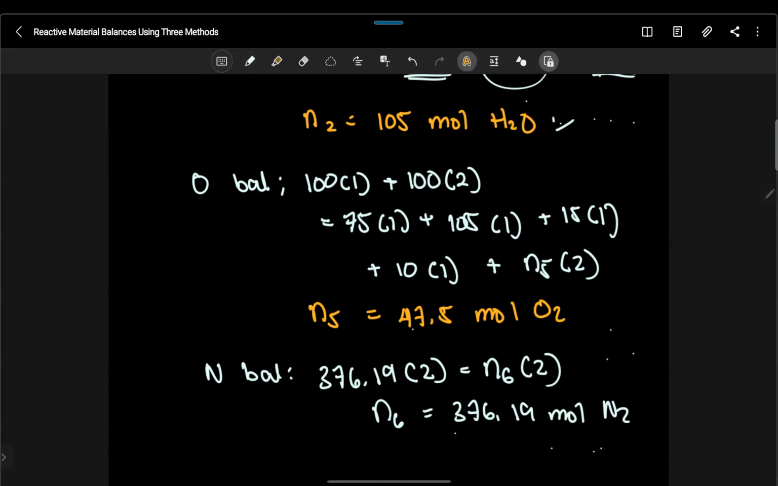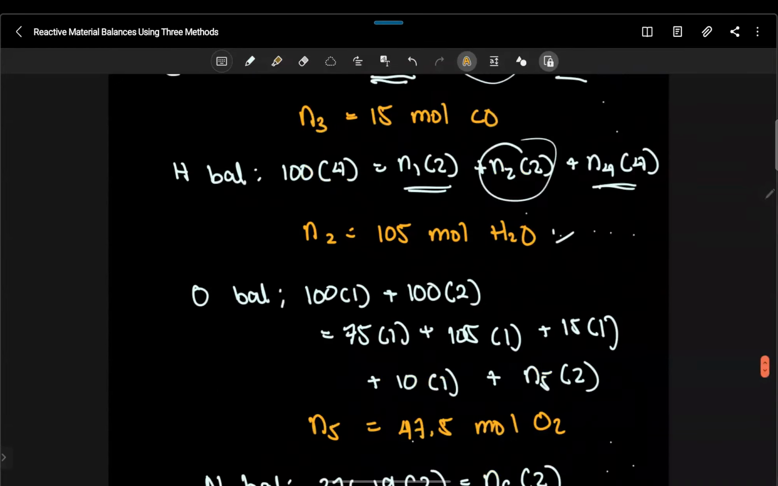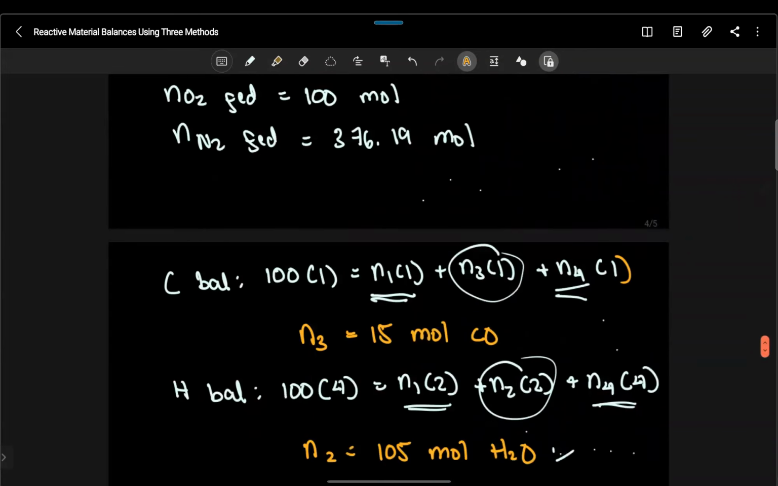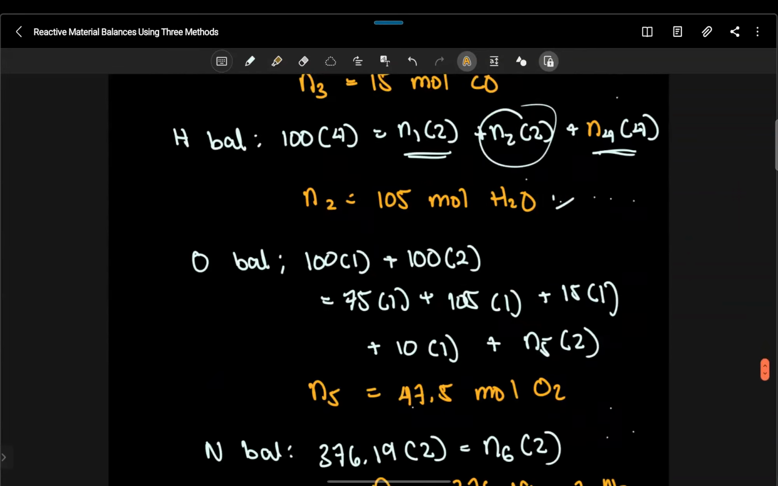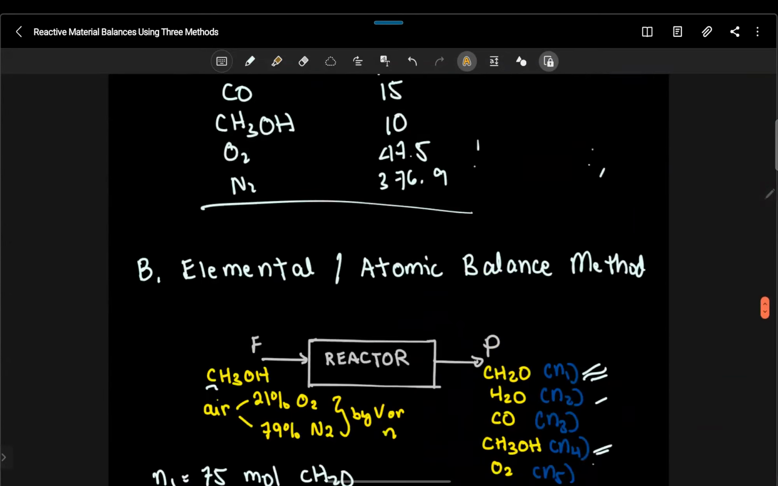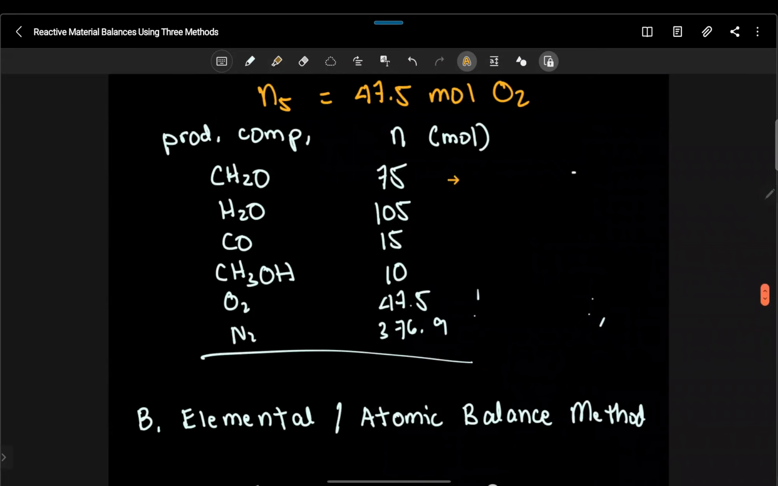Okay, so if you check the values for these calculations, so we have N3, N2, N5, and N6. Parehas ba sila dun sa unang method? Yes. So pare-pareho lang sila. Okay, dun sa extent of reaction method. So we obtain the same answer. So please check.